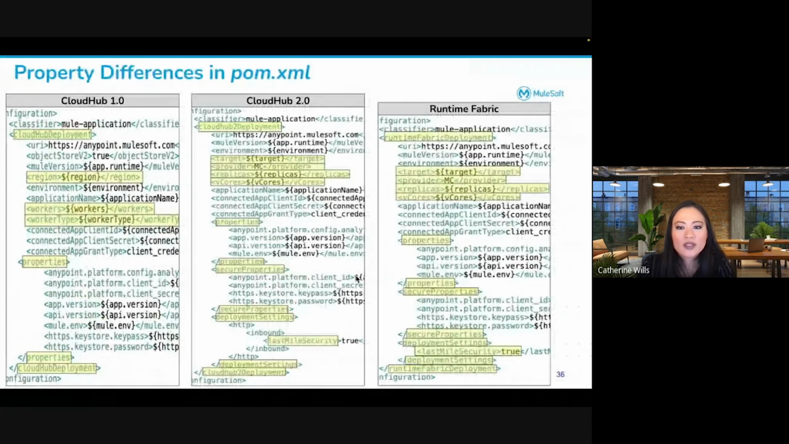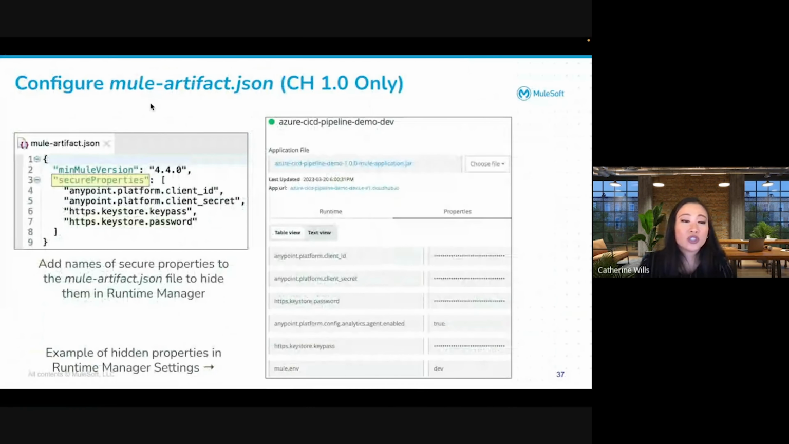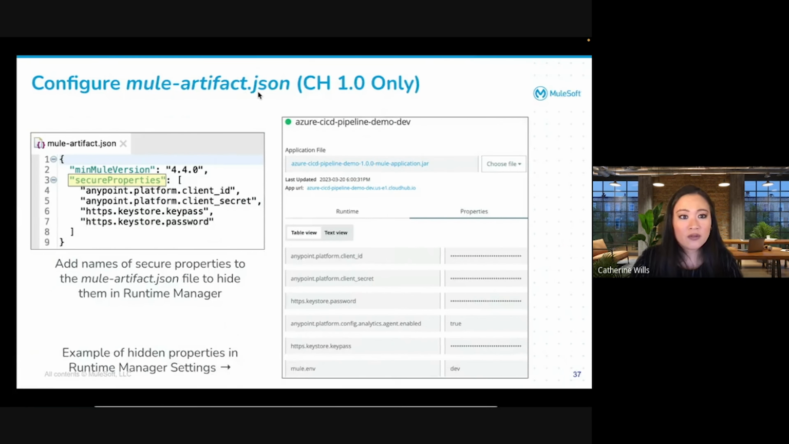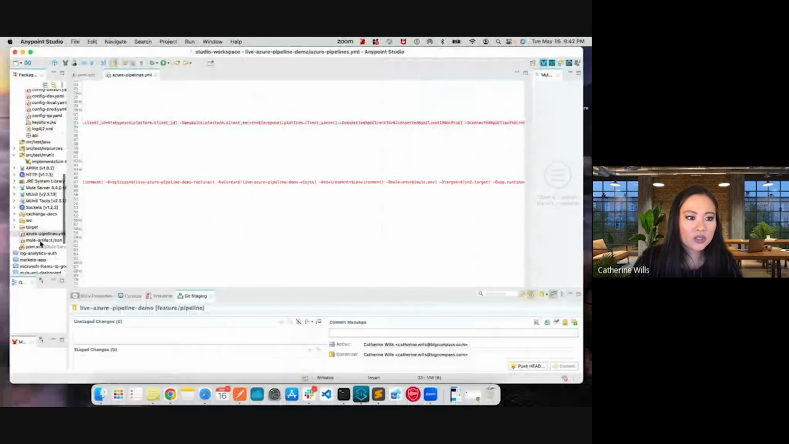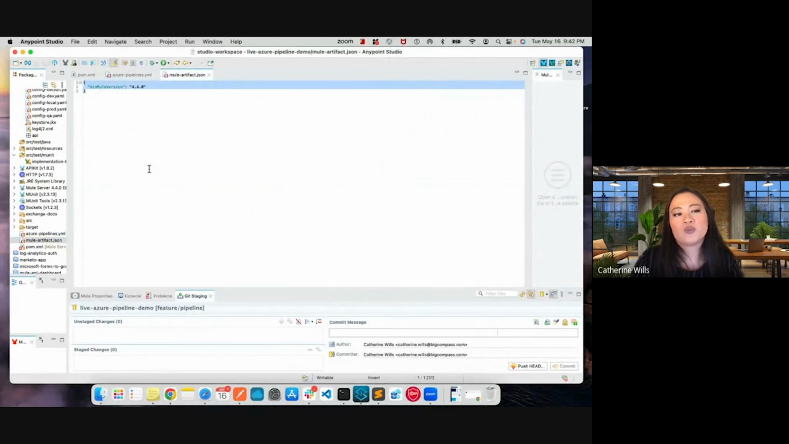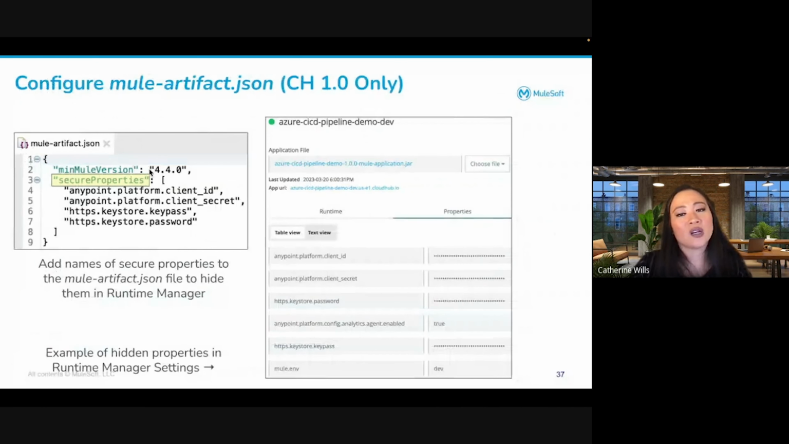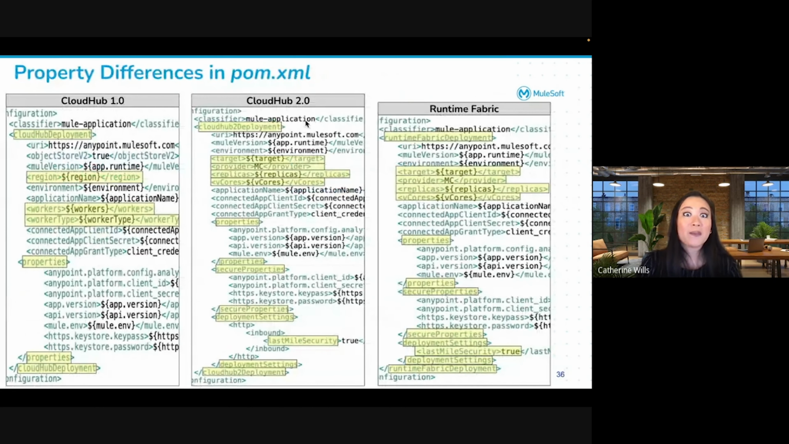Okay. While that's running, I'll show you the Mule artifact JSON. So if I want to secure those properties in CloudHub 1.0 only, I'll do that in the Mule artifact JSON file, which is down here. I didn't have to do that for CloudHub 2.0 or Runtime Fabric, but that's where I would have done it for CloudHub 1.0. You'll put secure properties and you'll list out the properties that you don't want shown in Runtime Manager. And so you see here, my endpoint platform credentials were the ones that are locked, and so you can't see them here as well. That is where those are hidden. And then the ones for my CloudHub 2.0, I did them again in that POM XML.